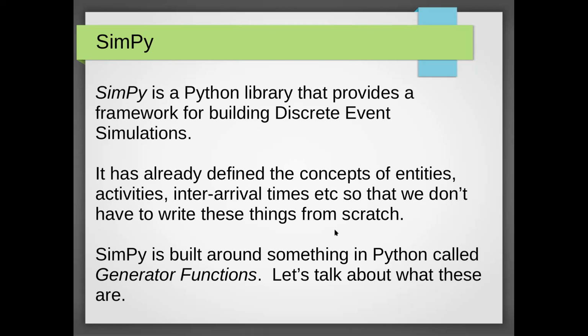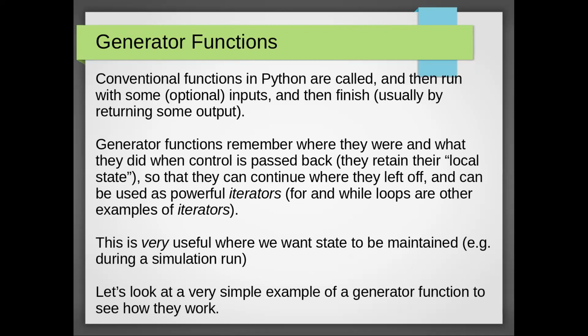Now, SimPy is built around something in Python called a generator function. We haven't talked about generator functions yet, so I'm going to show you what a generator function is in Python and how they work. We've talked a lot about conventional functions in Python. You've had lots of practice writing functions. The way we do that is we define a function, and we specify what inputs it'll have, what we want the function to do, and then what outputs, usually. When a function like that runs in Python, we call that function by its name, we give it the inputs if it needs inputs, it does its thing, and then it finishes, usually by returning some sort of output. That's all well understood, and you're used to doing that now.